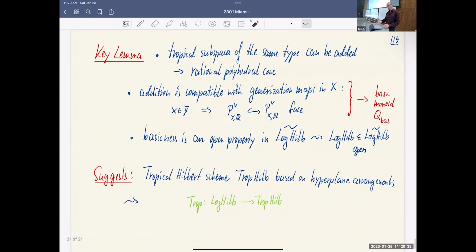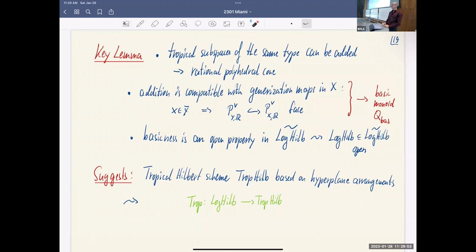That's my last slide. So the key lemma that is already written is that tropical subspaces of the same type can be added. So you do have a cone structure. Actually, I couldn't find this anywhere in the literature. If any of you know this, please let me know.